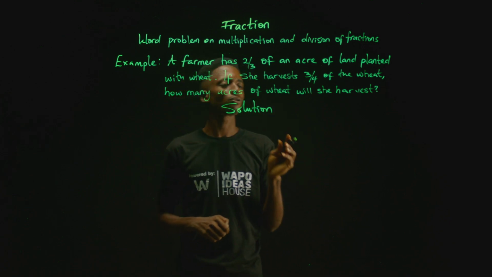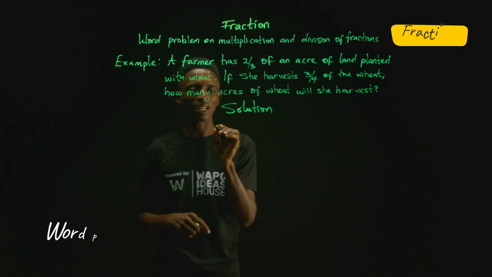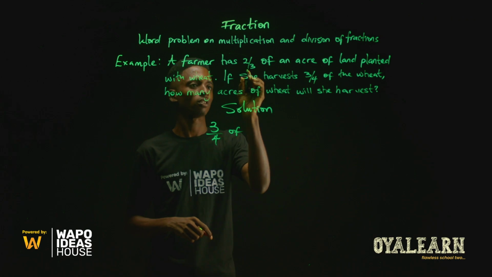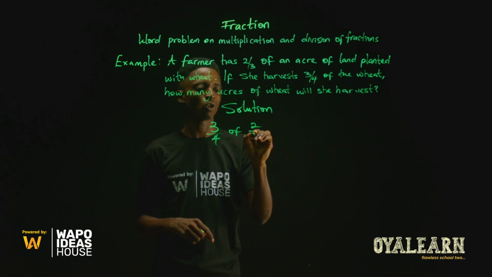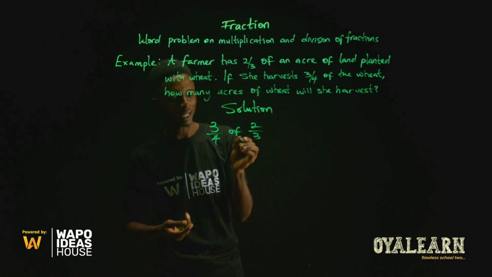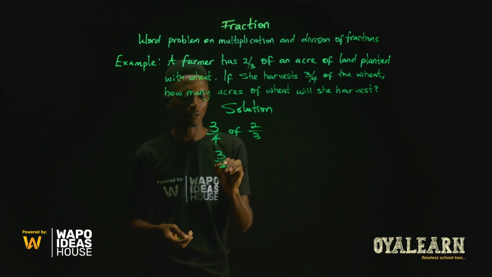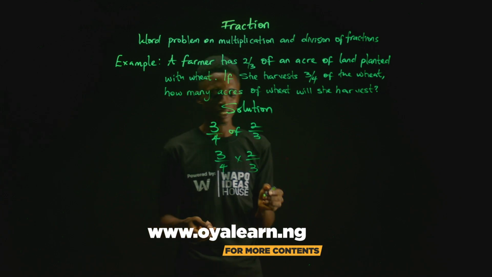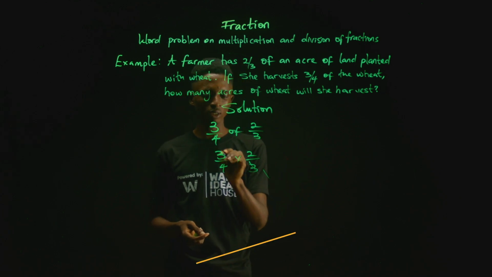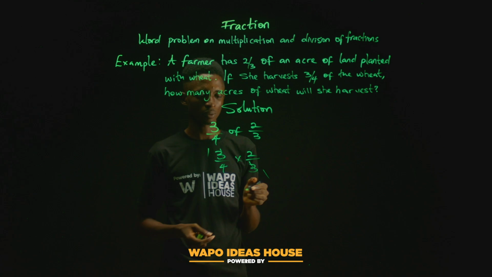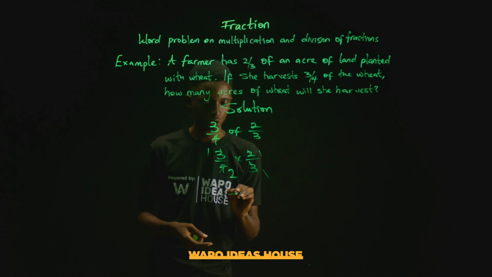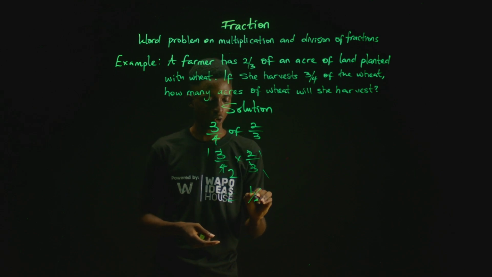Solution. To find the amount she would harvest, that is, we are looking at 3/4 of 2/3. And this means we have 3/4 multiplied by 2/3. It is easy to see that 3 here is 1, 3 here is 1. And then 2 here is 1, 2 here is 2. So our final answer is 1/2.